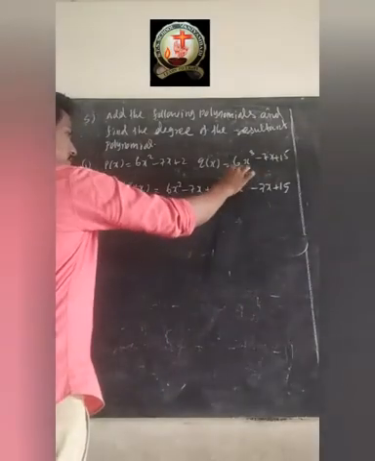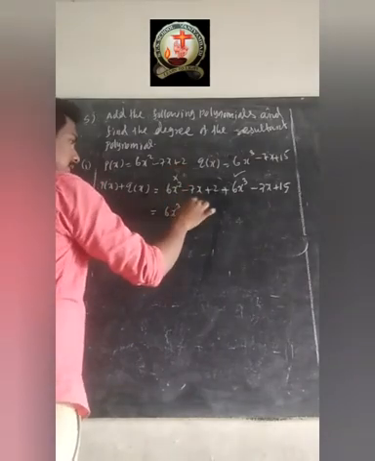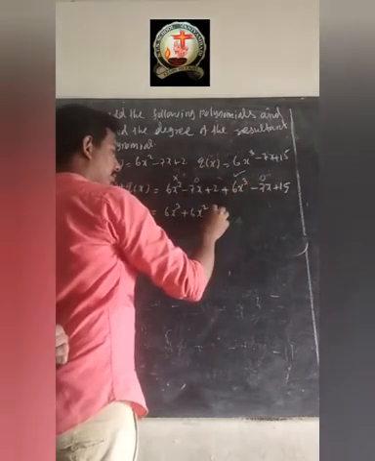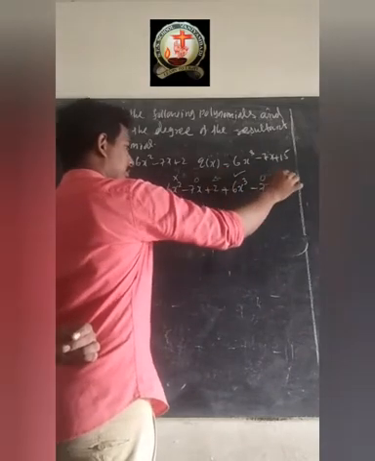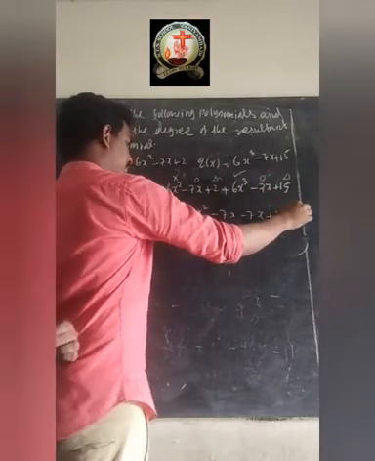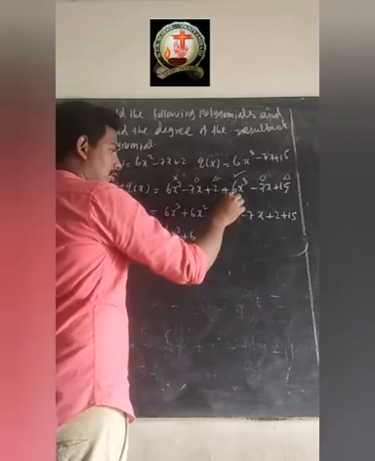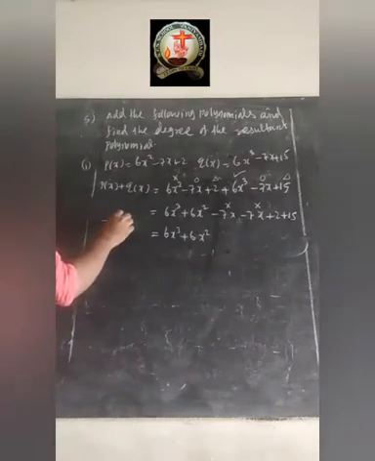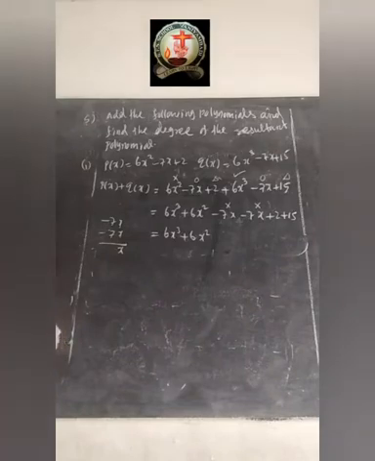So first you take the highest power, 6x cube. Next highest power is 6x square. Next, minus 7x, minus 7x. Next constants, plus 2, plus 15. See, 6x cube plus 6x square. The two variables are the same, minus 7x, minus 7x. You can write only the same variable and add the numbers.